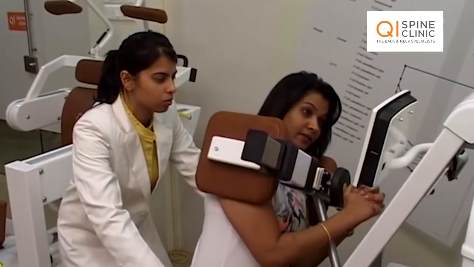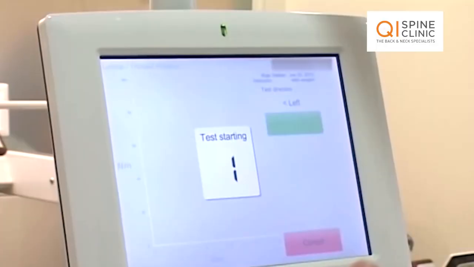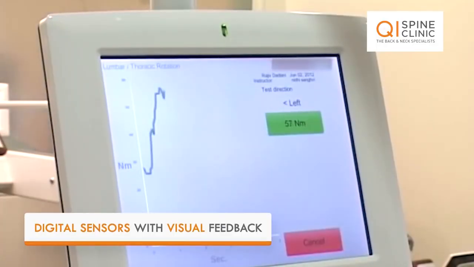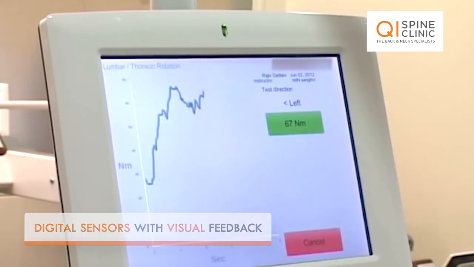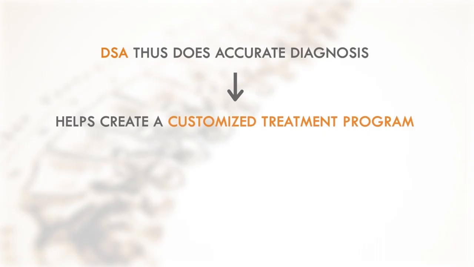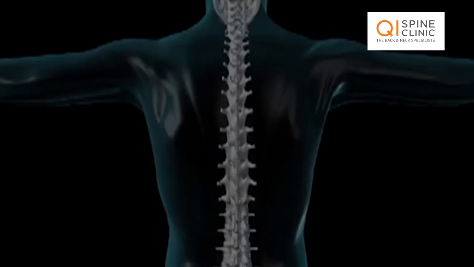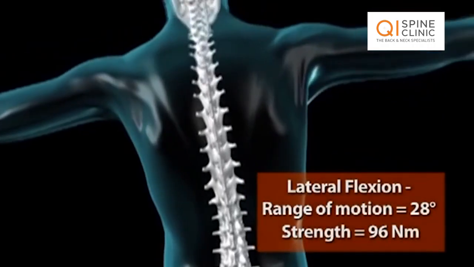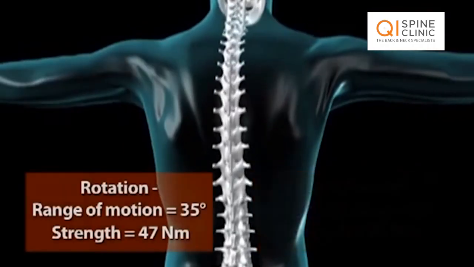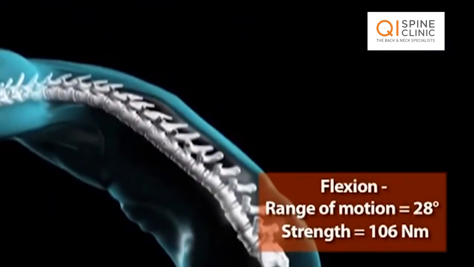The muscles are first isolated using digital sensors on the device. There is a visual screen to monitor the recording of these digital sensors. DSA thus does accurate diagnosis that helps create a customized treatment program which reverses the root cause of the problem. With such accurate diagnosis, the doctor is able to test each of the muscles and analyze their strength and mobility.